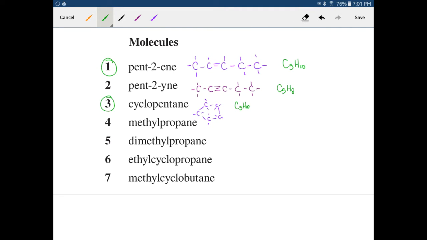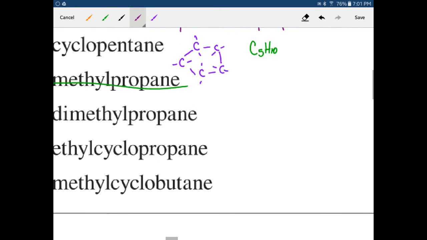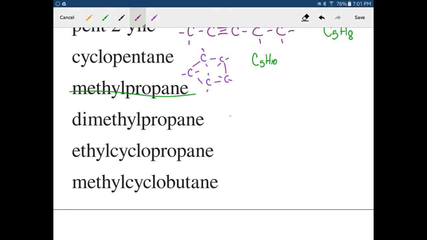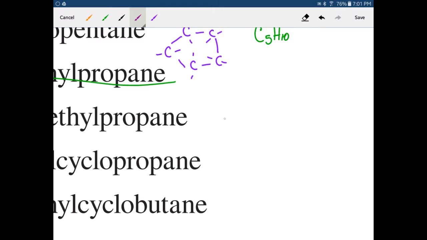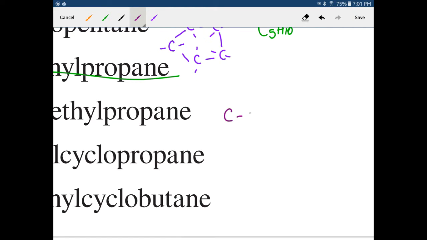Then we have methyl propane. If I only have one methyl group on a propane, that means there's only going to be 4 carbons total. So I'm just going to put a line right through that one. That one doesn't even make sense to try. Now, if I take a look at dimethyl propane, that could be something to look at. So dimethyl propane, prop meaning 1, 2, 3. Dimethyl has to be off our center carbon.